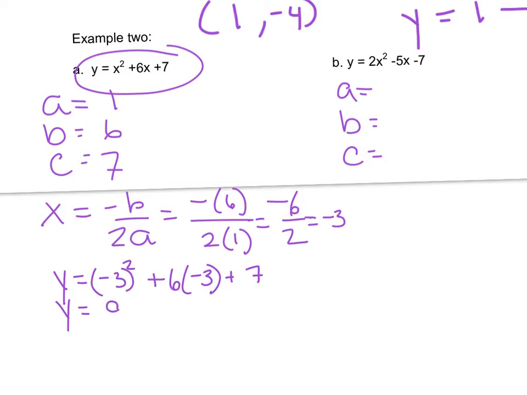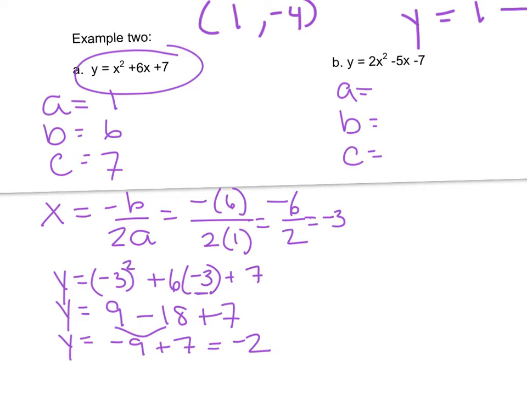Negative 3 squared is 9, and the reason I'm putting these negative numbers, or any of these numbers, in parentheses is because I want to make sure that I'm squaring correctly, I'm watching my signs, and I'm not making errors as I'm going through. So negative 3 squared is 9. Then we're going to have minus 18, because 6 times negative 3 is negative 18, plus 7. So then I do 9 minus 18, which gives us negative 9, plus 7 is negative 2.